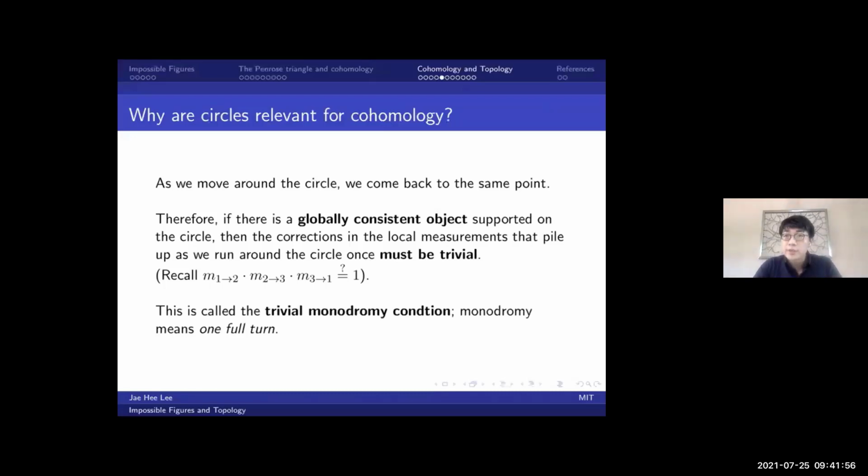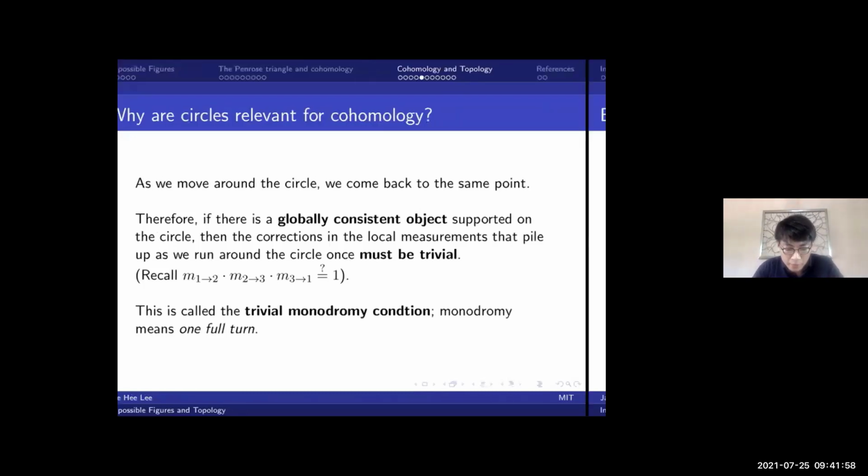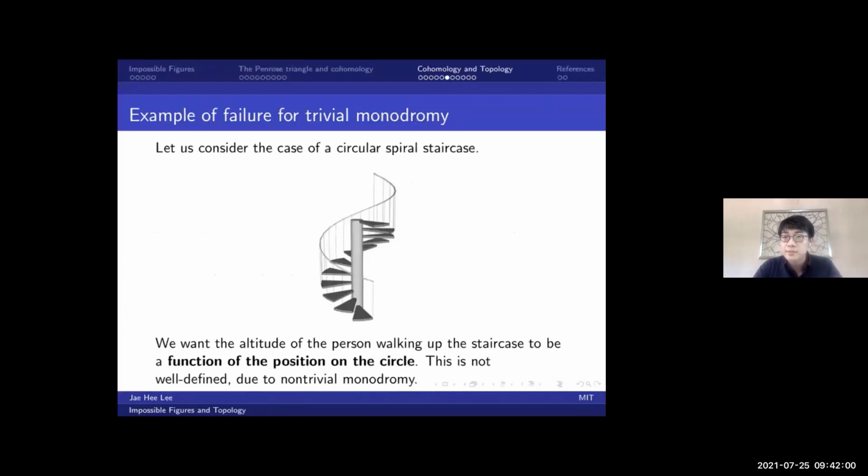So let me just illustrate that with an explicit example. Suppose you have this circular spiral staircase. This is a staircase that looks like a helix, like one strand of your DNA. If you look at this staircase from above, you see that it just looks like a circle, right? The staircase would look something like this.